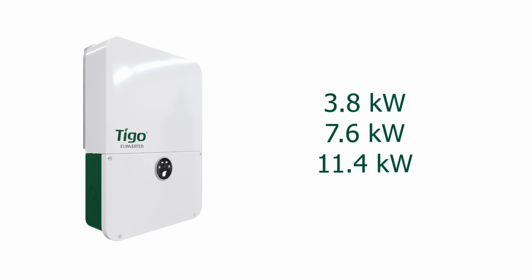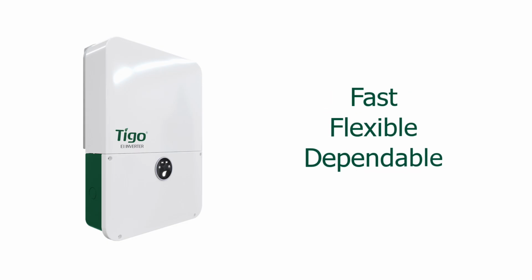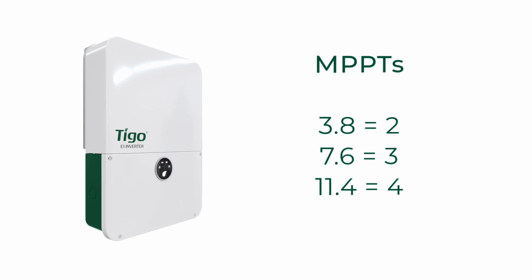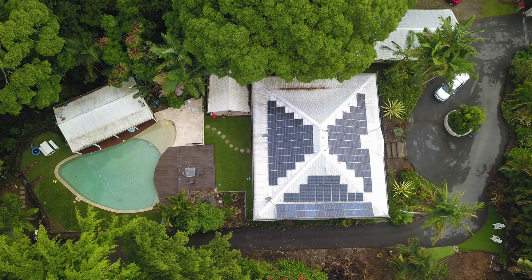The EI inverter is available in three sizes: 3.8, 7.6, and 11.4 kilowatts. As the primary component in a PV system, the Tigo inverter demonstrates flexibility in multiple areas. It has 2, 3, or 4 maximum power point trackers, depending on the model, so rooftops with complex roof geometries or shading are no longer an issue.